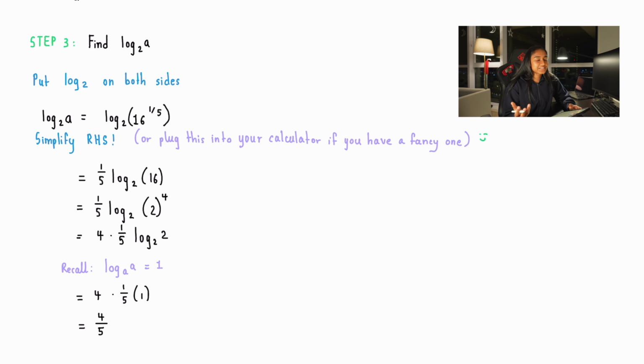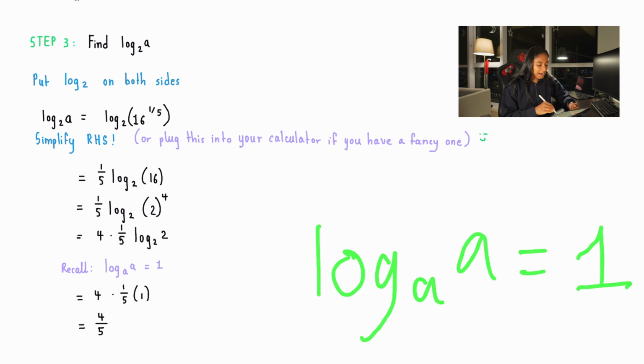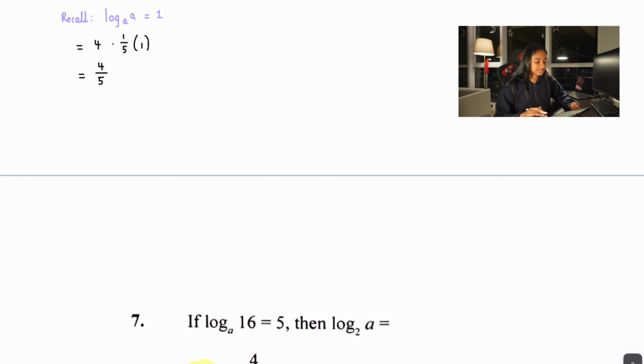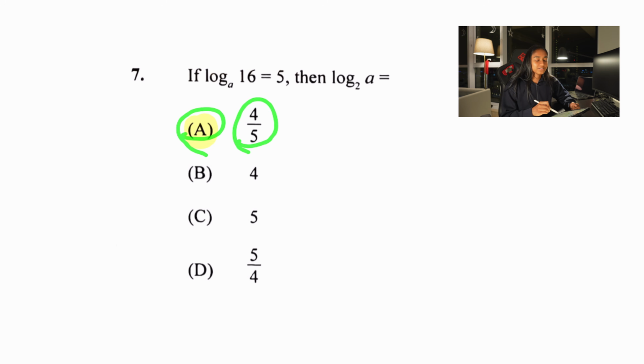Honestly, most of you probably could be done by now, but just to understand how to go forward, what we're going to do is move 1 over 5 to the front. Then we have 1 over 5 log base 2 of 16. You and I both know that 16 is equal to 2 to the power of 4. So when we do that, we can move 4 to the front again, multiply 4 by 1 over 5, and we get 4 over 5. And we also know by the laws of logs that log base A of A is equal to 1. And bam, 4 over 5. That's our answer. So our answer is A, 4 over 5. Good job.